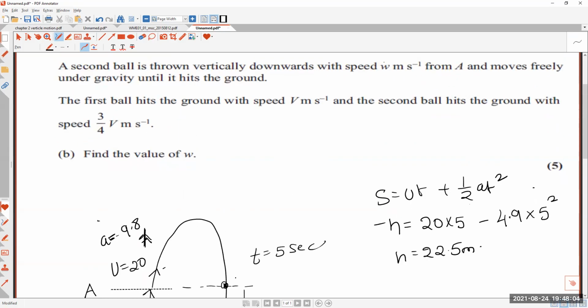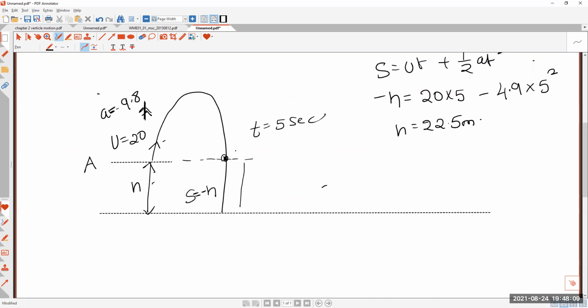3/4 of v. If I find v, I can easily get 3/4 of v. How do I find v? What is the final velocity? Can we use s equals vt minus half at square? Remember this formula for final velocity. S equals vt minus half at square. S is minus h, and we got minus 22.5.